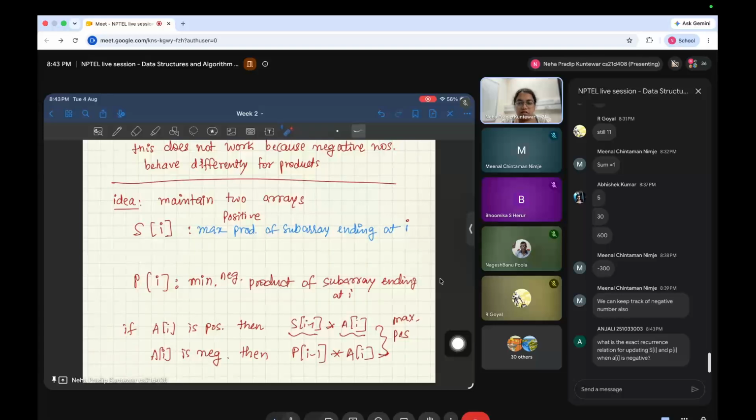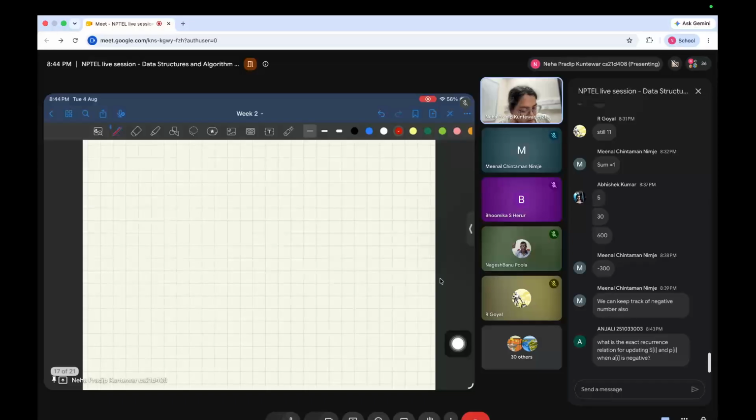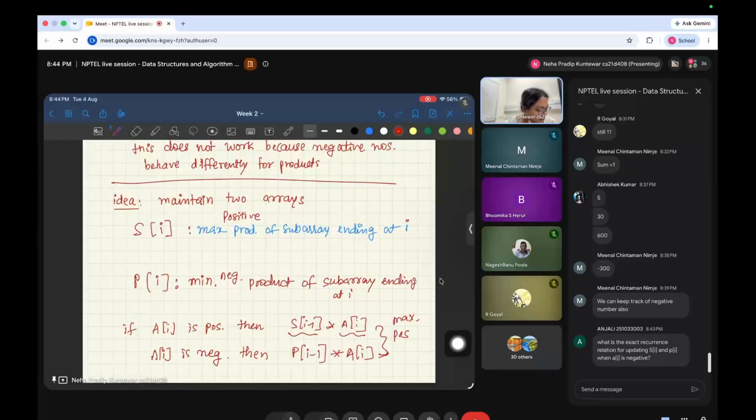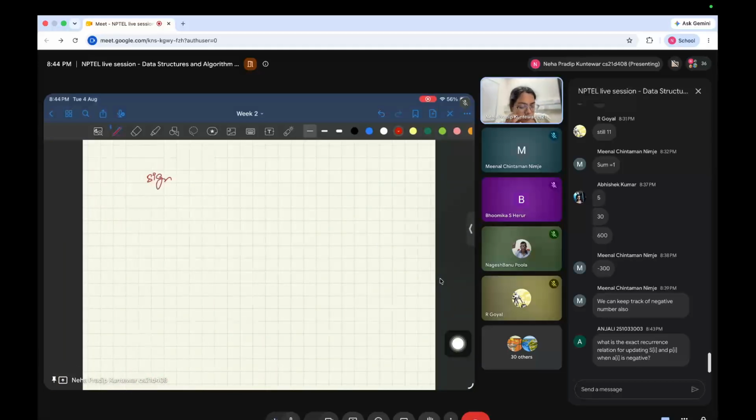Okay, so if you want to write this in terms of recurrence, then what you can do is, when I want to keep some sort of sign, I want this sign to be minus 1 to the sign of a of I. So let us see what this is.